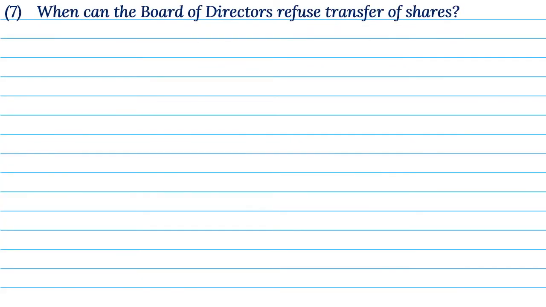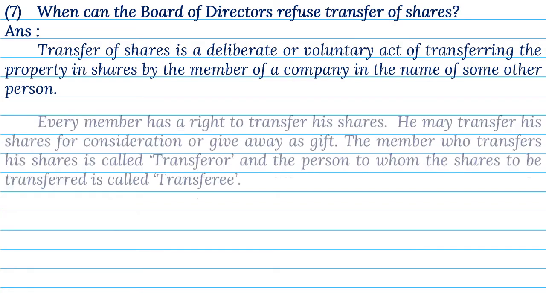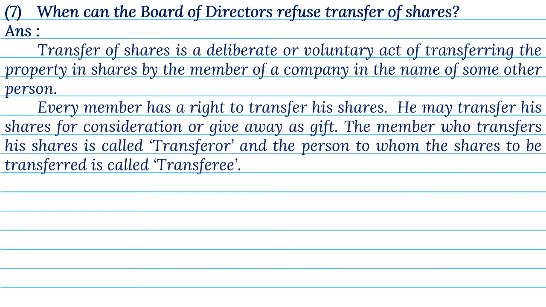7. When can the board of directors refuse transfer of shares? Answer. Transfer of shares is a deliberate or voluntary act of transferring the property in shares by the member of a company in the name of some other person. Every member has a right to transfer his shares. He may transfer his shares for consideration or give away as gift.